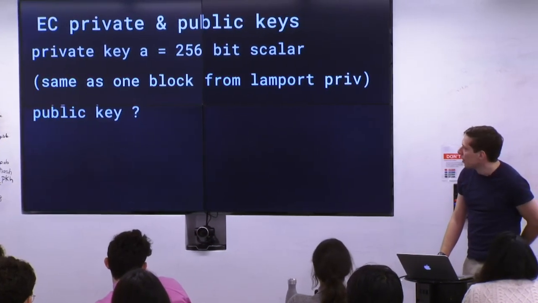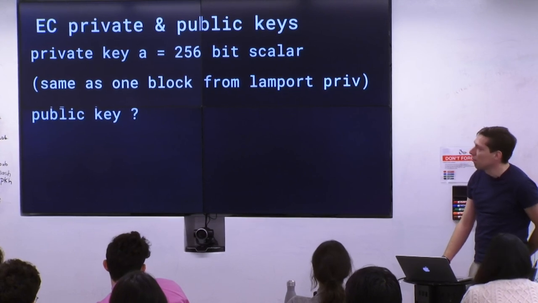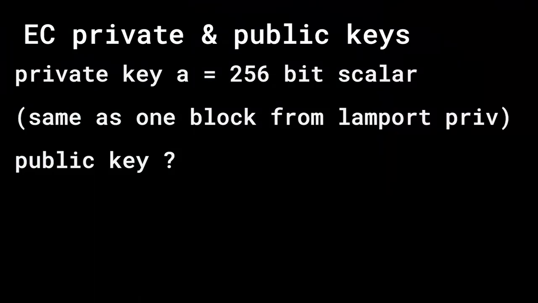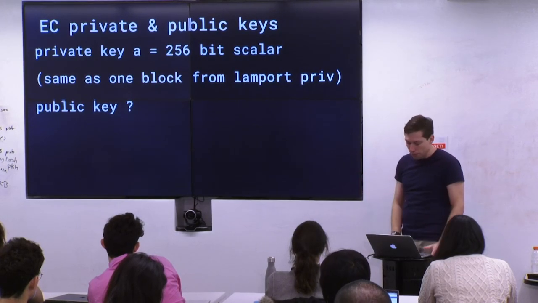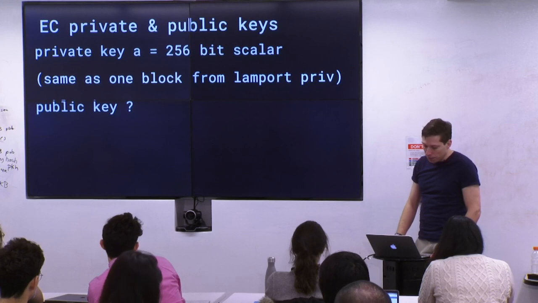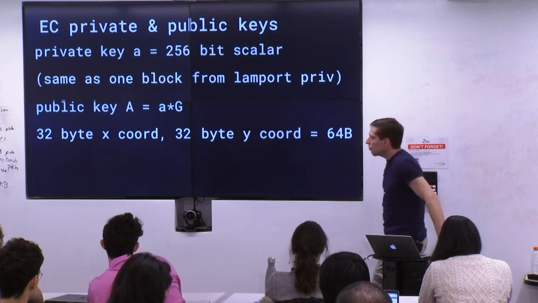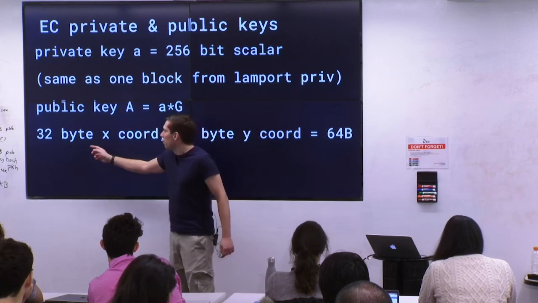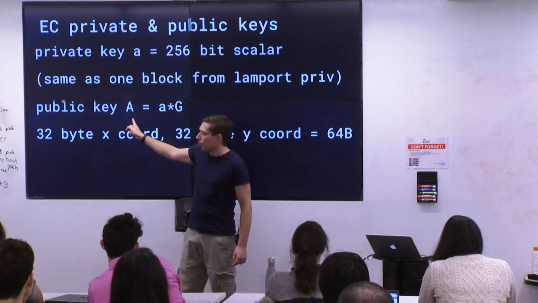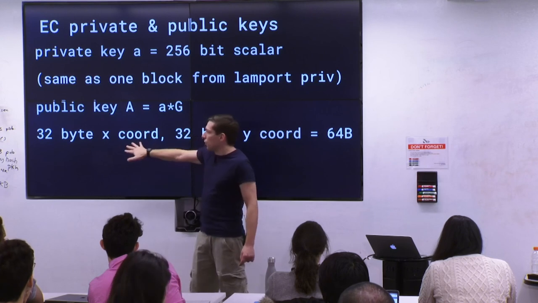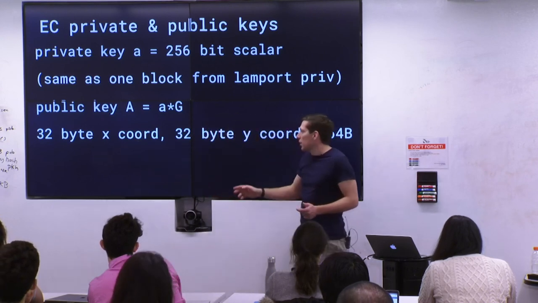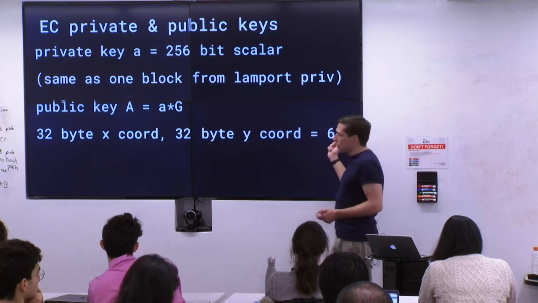Yep. Okay. So your private key, let's say your private key lowercase a, is just some 256-bit random number scalar, exactly the same as, you know, it's 32 bytes, like in a Lamport signature. And your public key is just a times G. Your public key is now a point on a curve. We're going to call it uppercase A. And you have a 32-byte X coordinate, right? Because the X dimension is 256 bits. And a 32-byte Y coordinate, so it's 64 bytes.